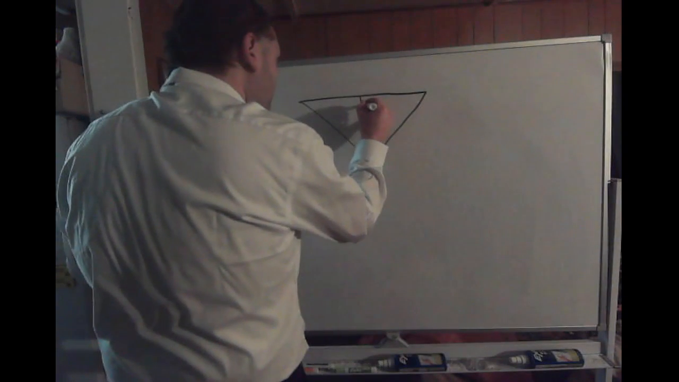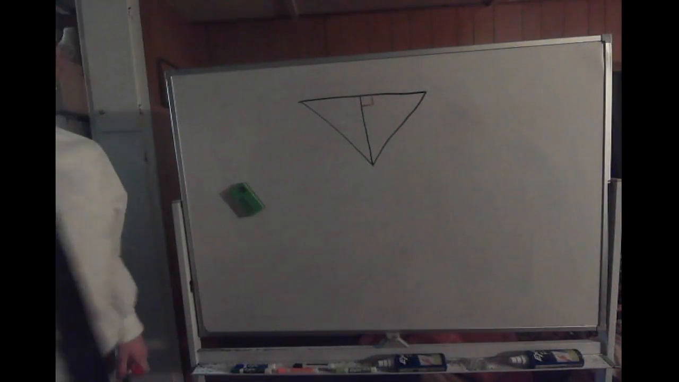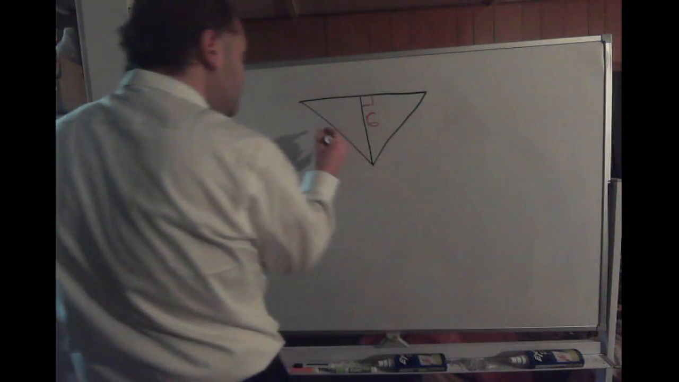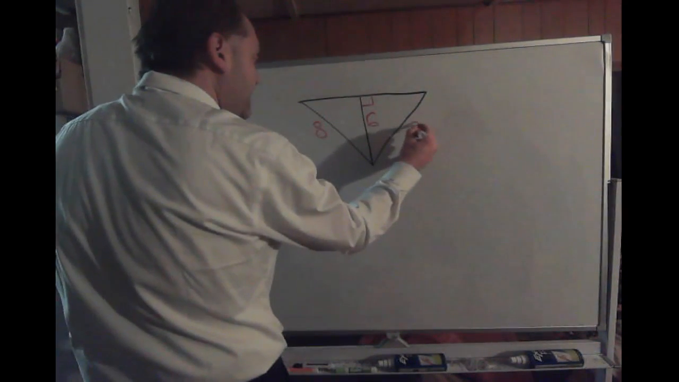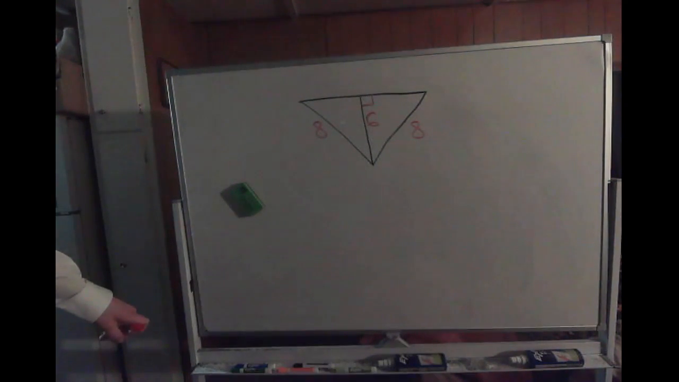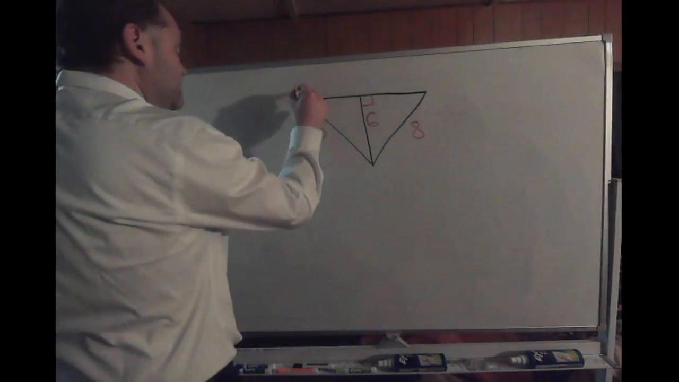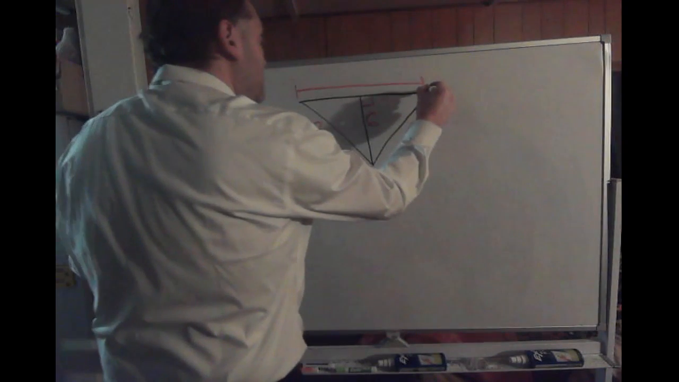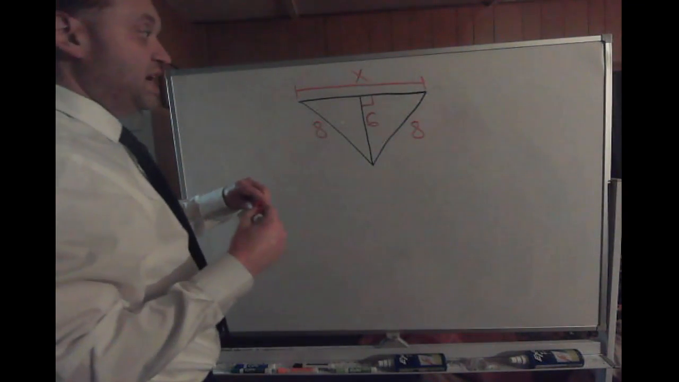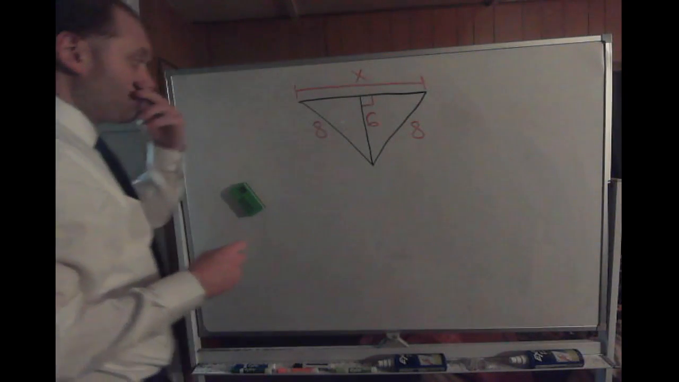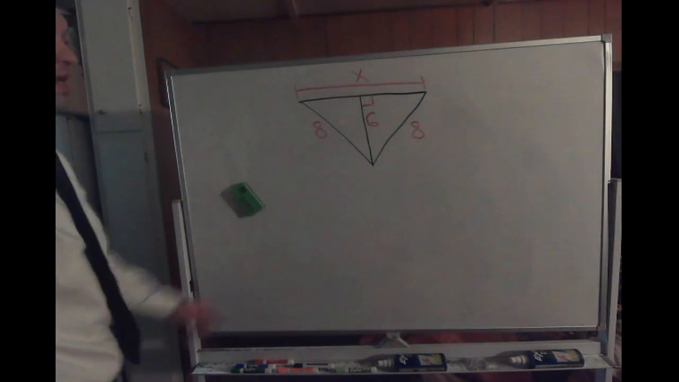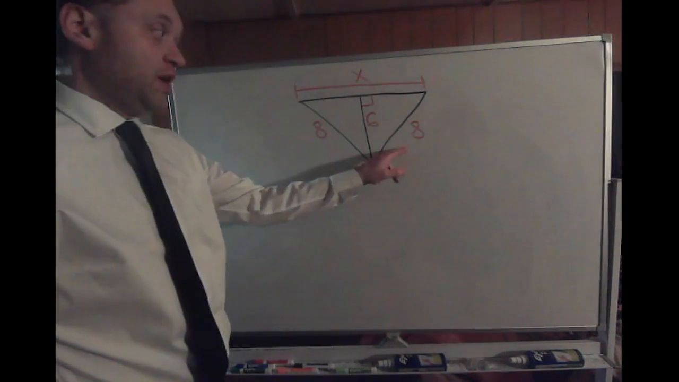Alright, so this is a right angle here. This has length 6. Each of these have length 8. This time, we are going to find the value of x again, but it's going to be the length of this whole side of the triangle, right? Okay, so what you're going to do then, you have a triangle split into 2 right triangles.